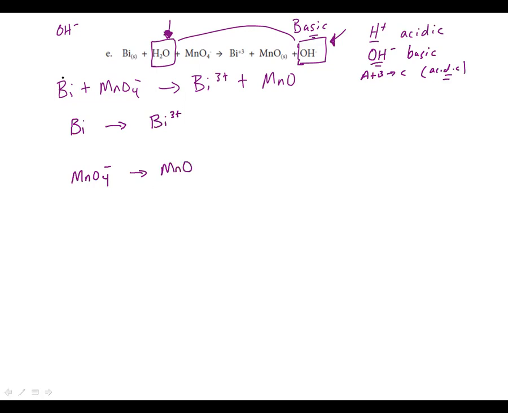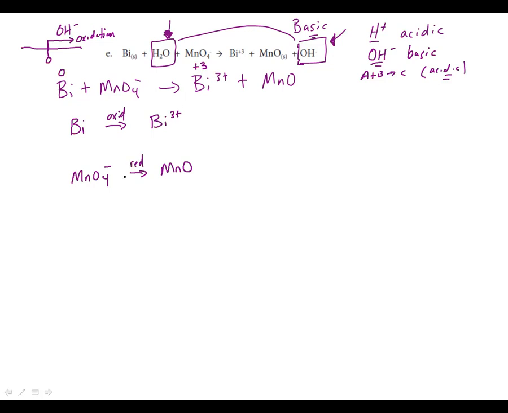Just like we've done before, we can figure out the oxidation numbers here. This is going to be 0 because it's by itself, not combined with anything, so it has an oxidation number of 0. Our Bi with a +3 will be +3. If you do that number line move, we're starting at 0 and ending at +3, which is moving in this direction, which tells us the Bi is going through oxidation. And by default, that means this should be our reduction half reaction.